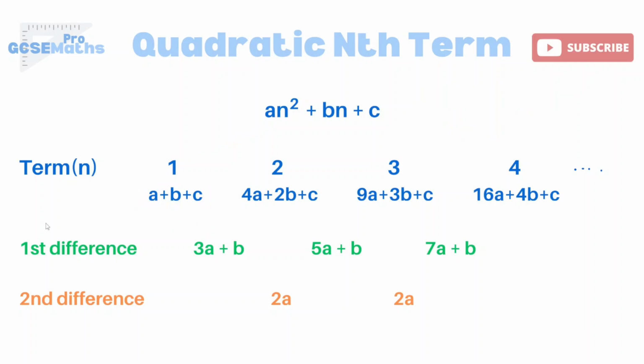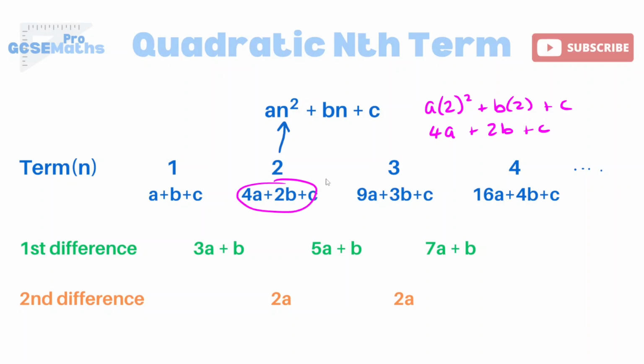You can see, for example, the second term is where n would be 2. We don't know what the term is because we haven't looked at a question yet, but it's the second term in the sequence, isn't it? If I substitute that in, I've got a times 2 squared plus b times 2 plus c. And 2 squared is 4, so 4a plus 2b plus c. That's where this one comes from, and so on. So you can see where that comes from, okay?